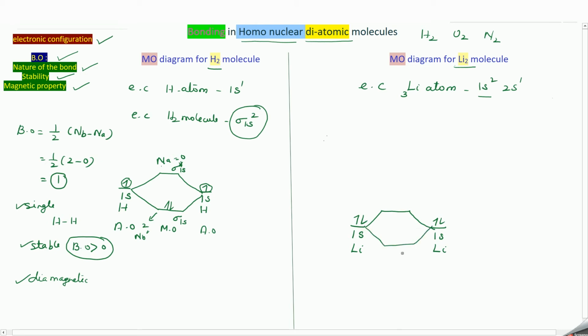We have this one as sigma 1s with lower energy, and this is sigma star 1s. These are the atomic orbitals, and in the middle what you have is molecular orbitals. Now we have totally 2 and 2, 4 electrons. So these 4 electrons should be filled up here using Aufbau principle and Hund's rule. So 2 electrons will go here and 2 electrons here.